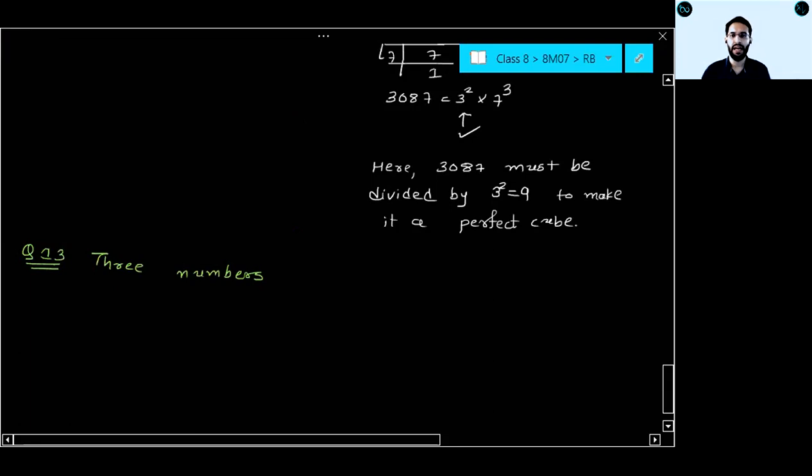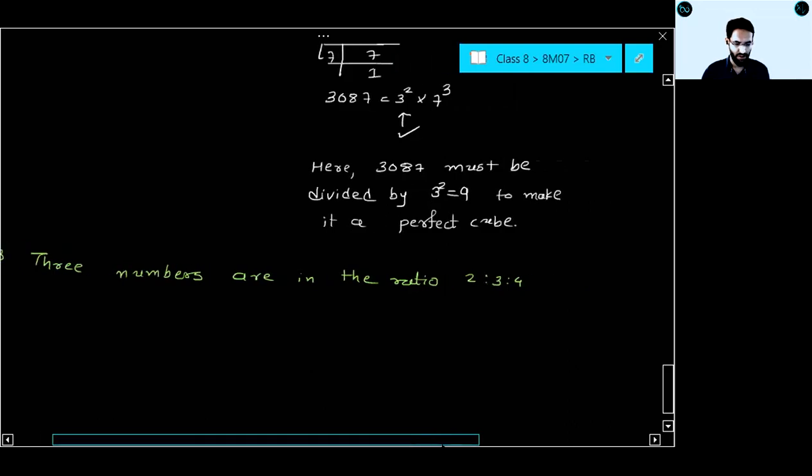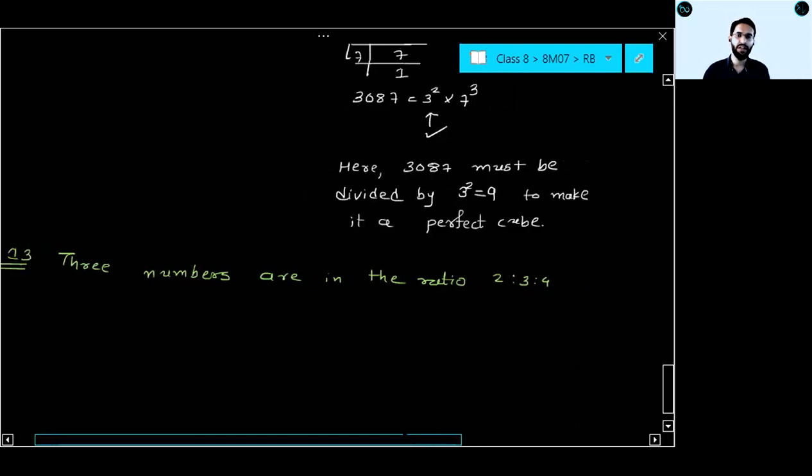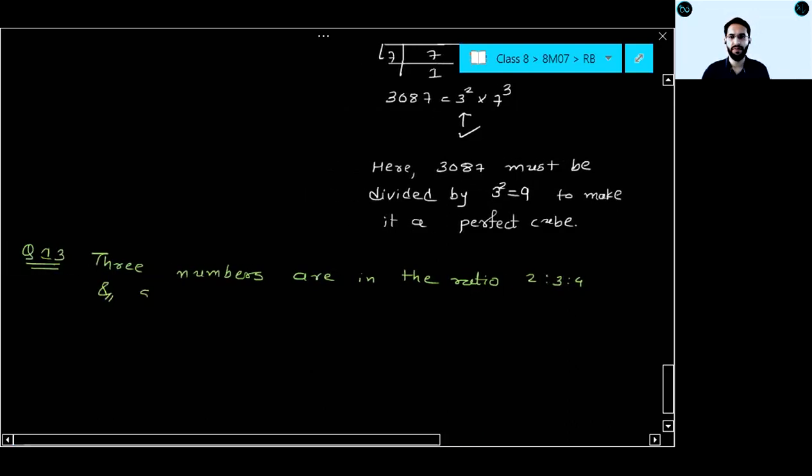So 3 numbers are in the ratio 2:3:4. Okay, and sum of their cubes is 33957. Find the numbers.